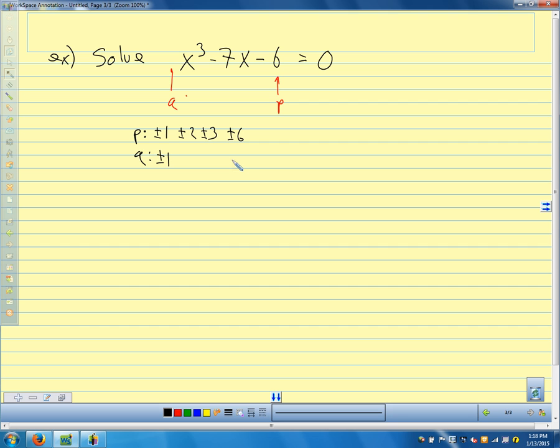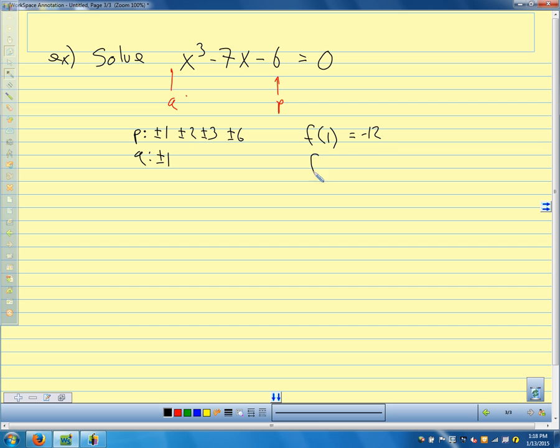Positive 1 and negative 1 are really easy to test. You don't even have to do synthetic division. I just try f of 1. F of 1, because when I plug in 1 for x, I just get 1. So I get 1 minus 7, which is negative 6, minus 6, which is negative 12. Not a 0.